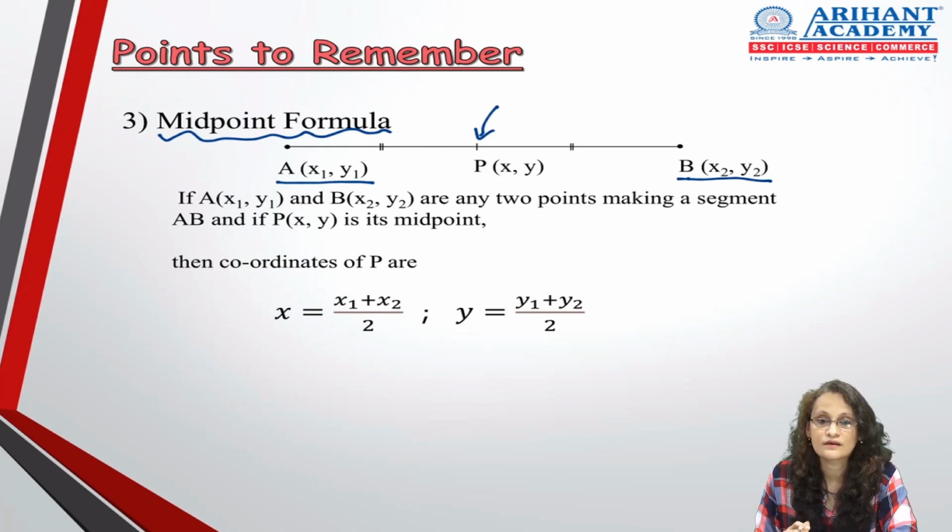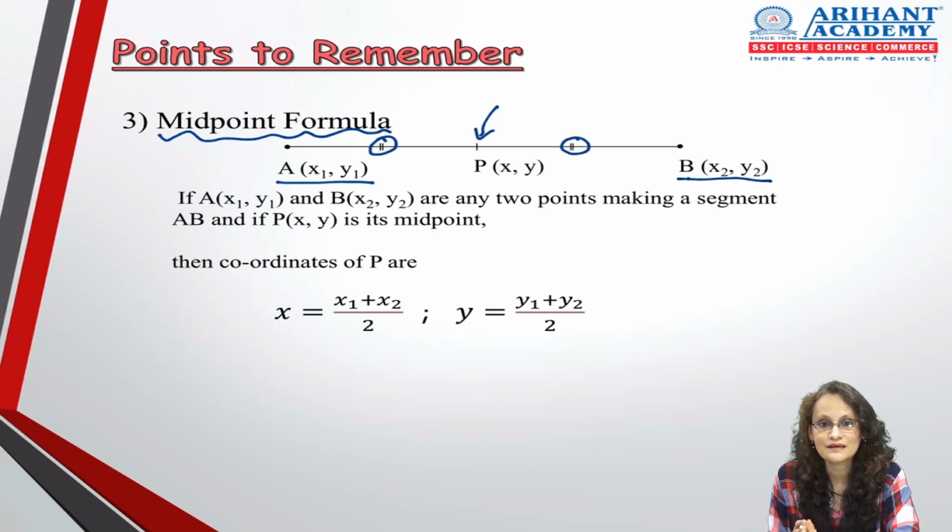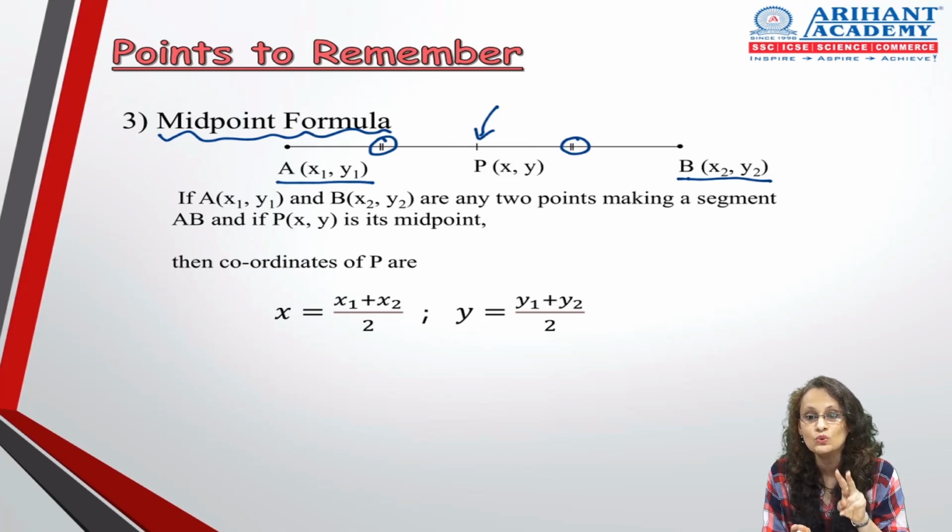But let me tell you, वहाँ पे P जो था वो सिर्फ एक point था जो AB को divide कर रहा था. It was nowhere told that P is a midpoint. But over here, it is very clearly told to us that P is the midpoint. That is why the name midpoint formula. And you can see the marking also. देखो, identical marking यहाँ पे है, which means P is dividing AB into two equal parts.